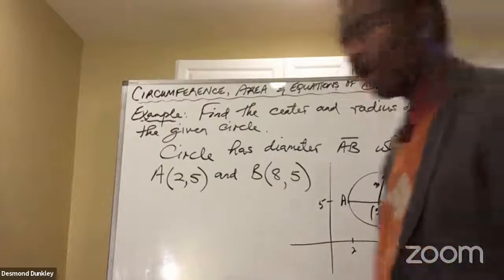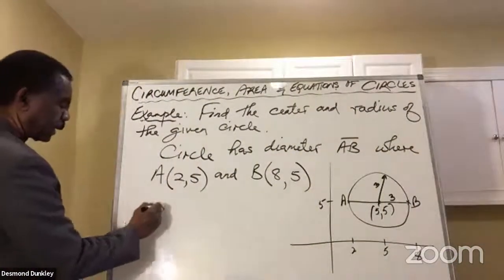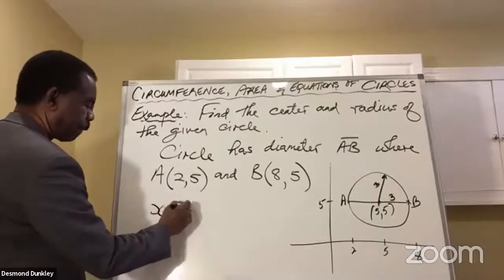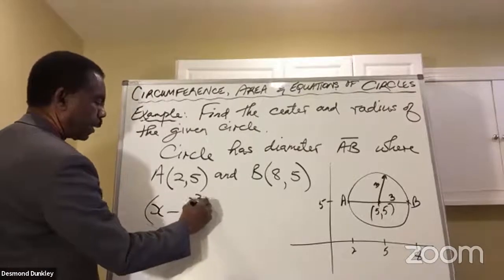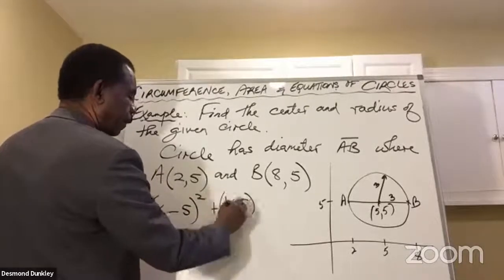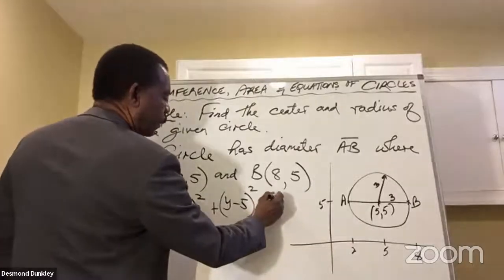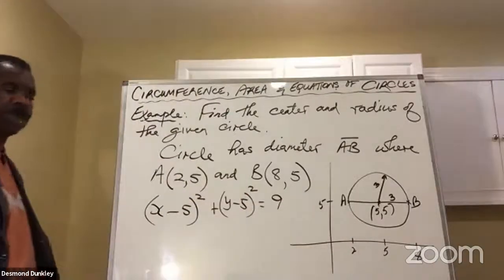So now we can write the equation. The equation is going to be x minus 5 squared plus y minus 5 squared equal to r, 3 squared, which is 9.